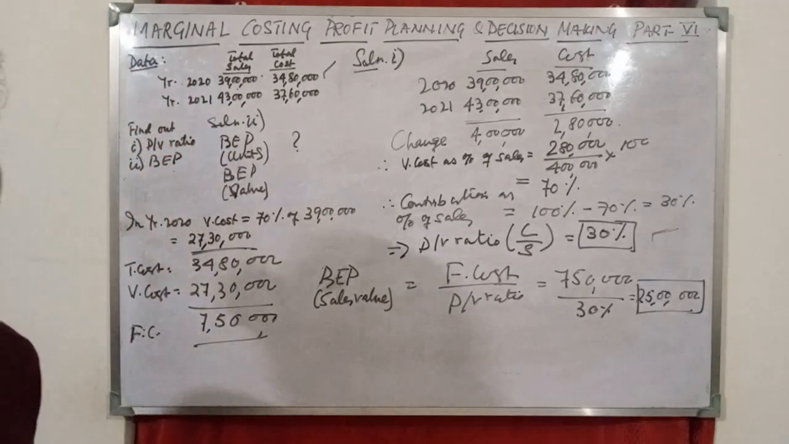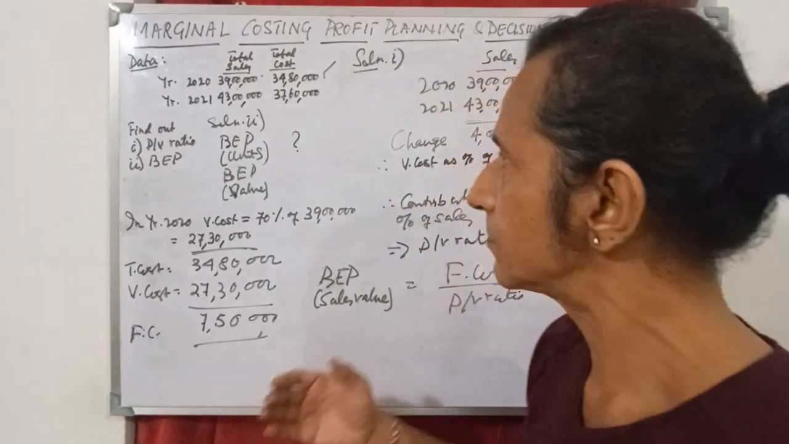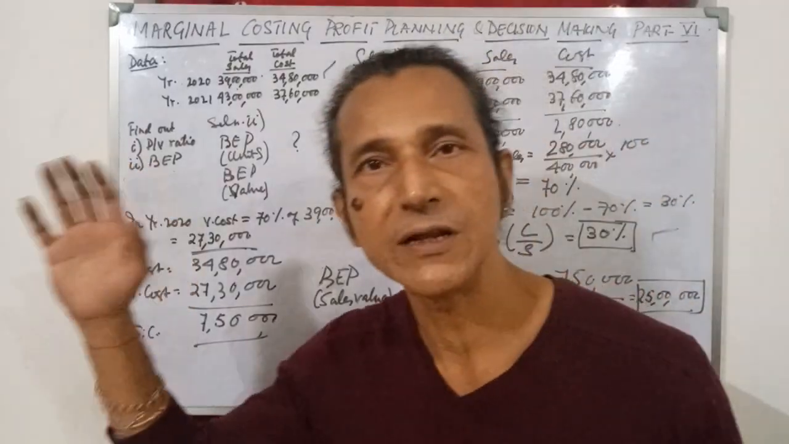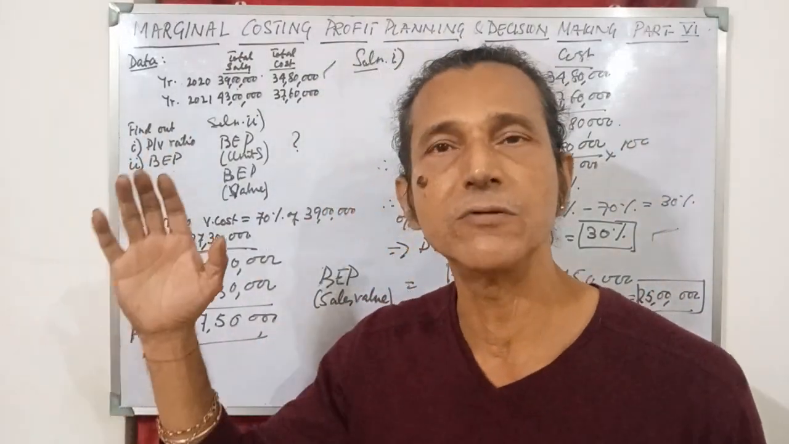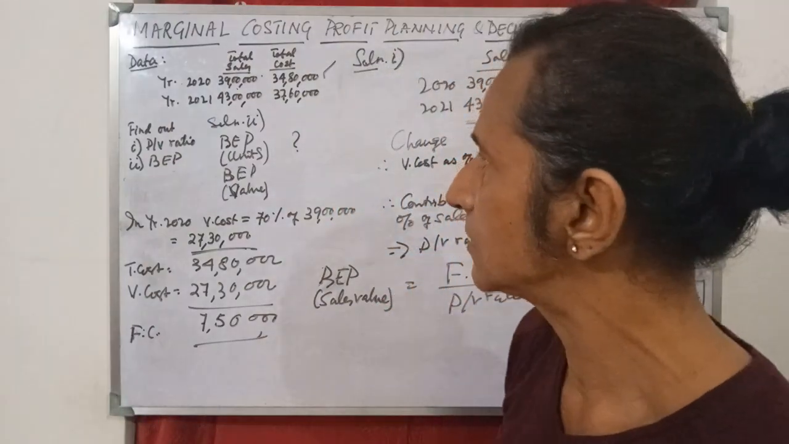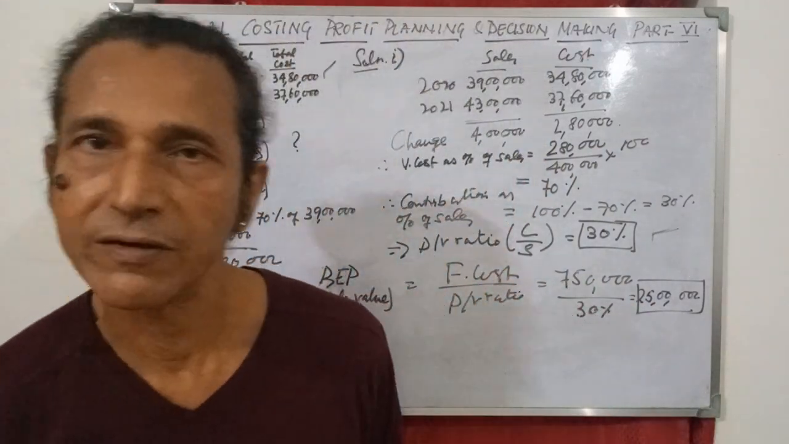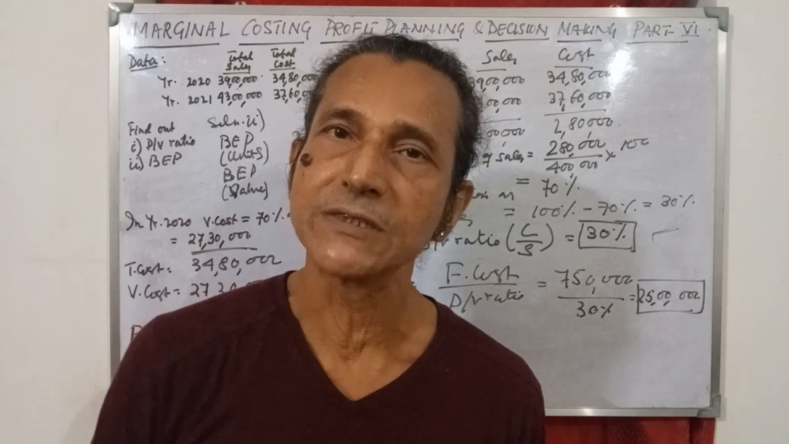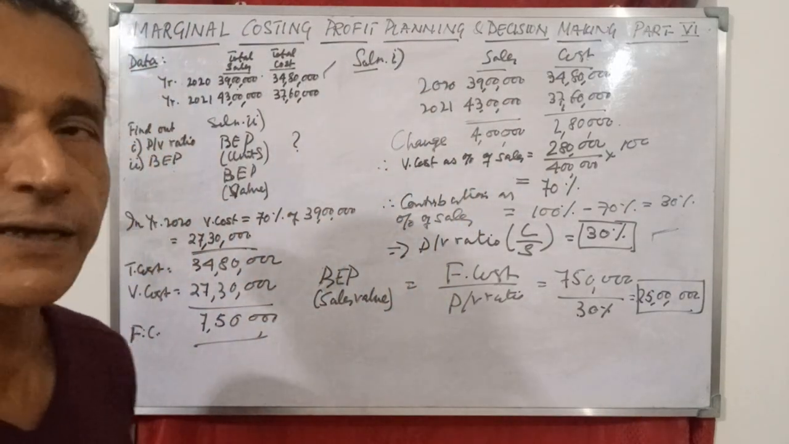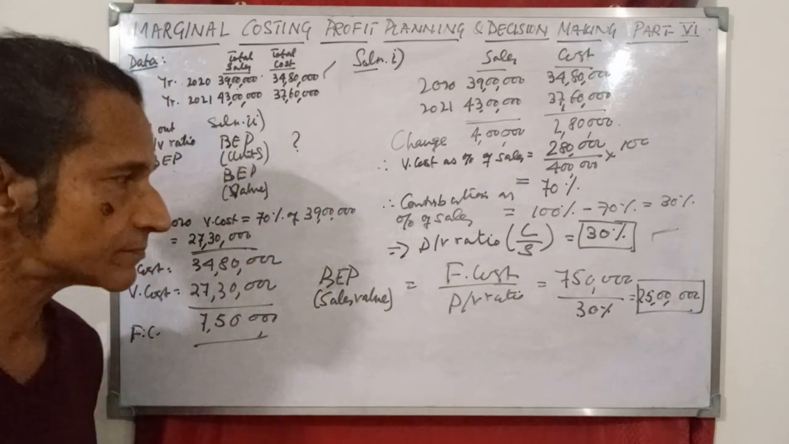And in solution 2, problem number 2, we have to find out the break-even point. Here we are not in a position to find out the break-even point in terms of units, because the problem is absolutely silent about the number of units produced and sold in any year. There is no way we can find out the break-even point in units or in quantity. But we can certainly find out the break-even point in terms of sales value or dollar value, because PV ratio we have already calculated, and fixed cost we shall calculate from the given data.